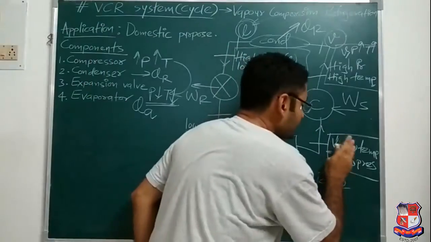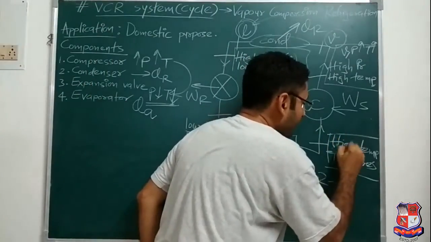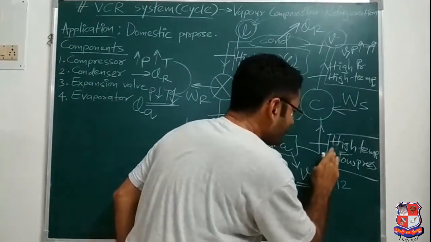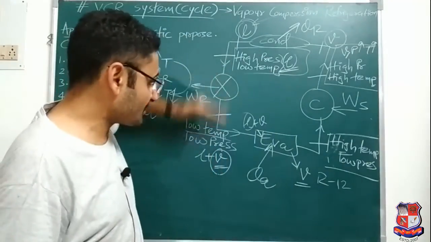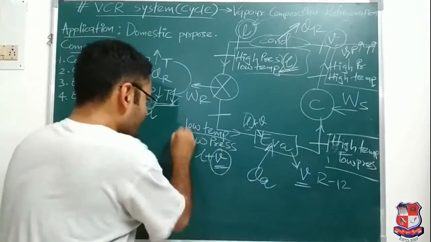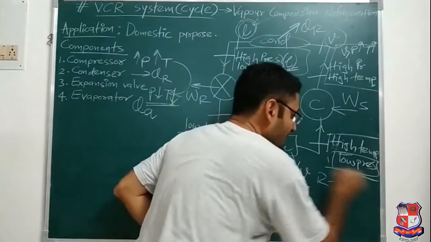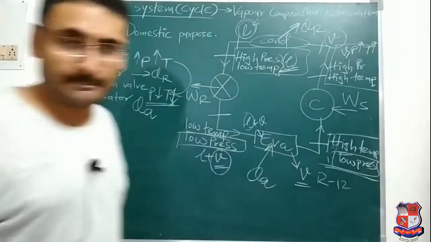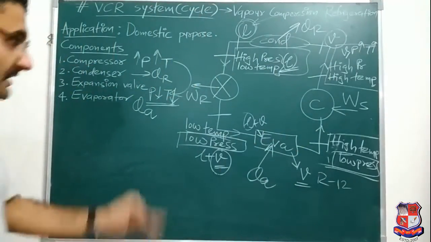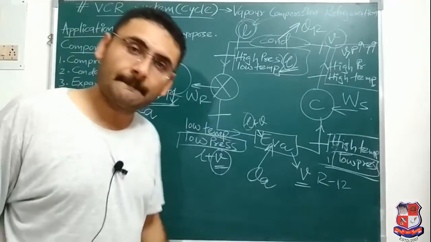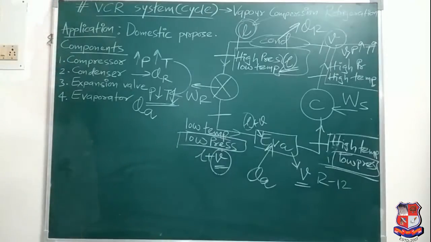So over here I will say like this, it will be high temperature and low pressure. Over here I will write low pressure. Why low pressure? Because the expansion device is decreasing the pressure. So over here low pressure. That means the pressure remains constant. Again the vapor form will enter, again the cycle will be repeated. So that is all about the working principle of the vapor compression refrigeration cycle.